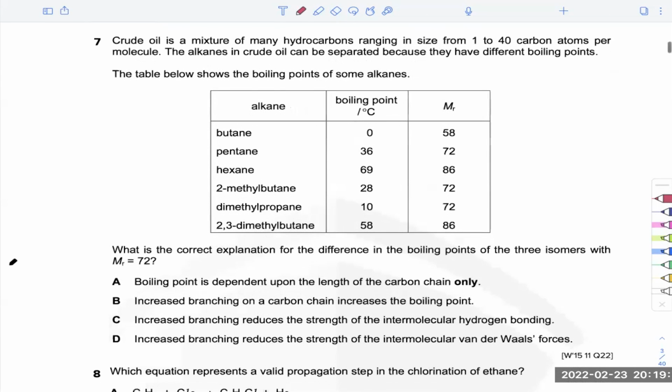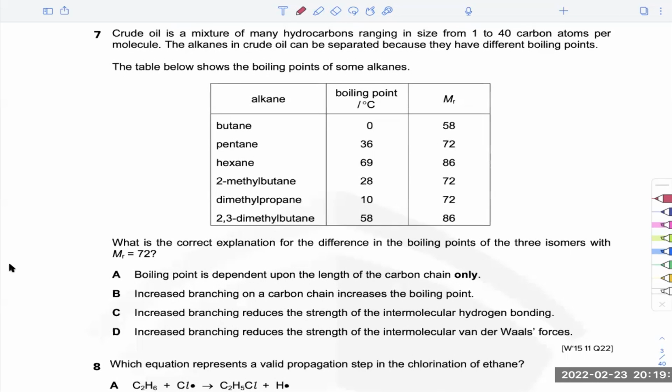Crude oil is a mixture of many hydrocarbons ranging in size from 1 to 40 carbons. The alkanes in the crude oil can be separated because they have different boiling points. We call that process fractional distillation. What is the correct explanation for the difference in boiling points of the 3 isomers of C5H12? This one, and this one. The primary difference is that as you get more and more branches, the van der Waals forces change their strength. Okay, that's the primary reason for any difference in boiling points.